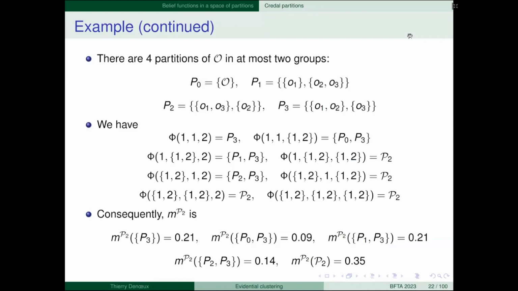So you see, you continue like that. To each set of labeling functions, you can assign a partition and you can sum up the masses. For example, you have here P2 is here, here, here, and here. So you sum up the masses assigned to these 4 focal sets and you get 0.35. So you get a mass function on the set of partitions.